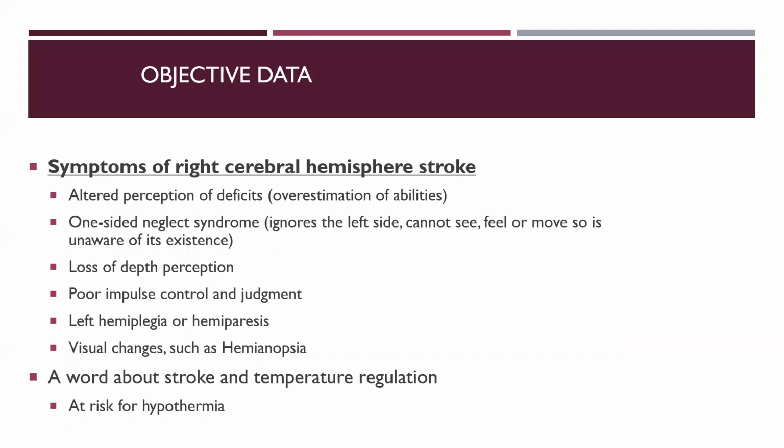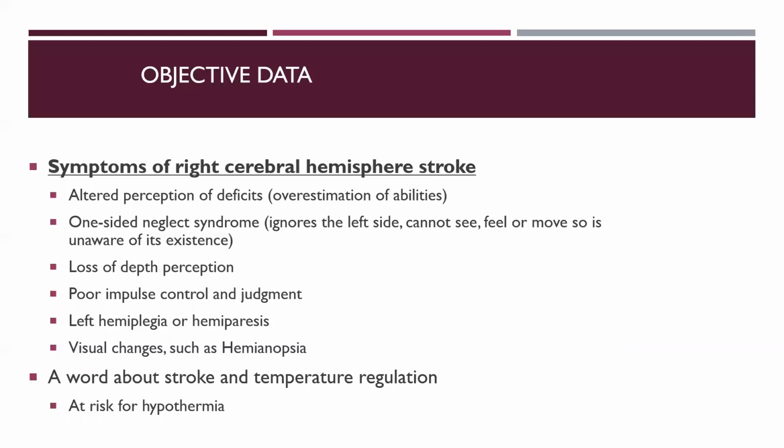So the symptoms of a right cerebral hemisphere stroke. Right for rhythm, left for language. So altered perception of deficits. They overestimate their abilities. One-sided neglect syndrome. So they're ignoring the left, again, because right is on the left and left is on the right. They cannot see or feel or move, that dead arm, it's just sort of hanging there. They can't feel it. Loss of depth perception.